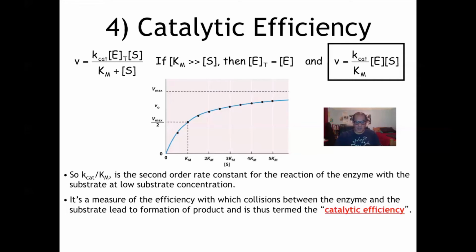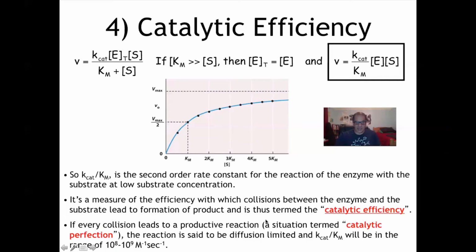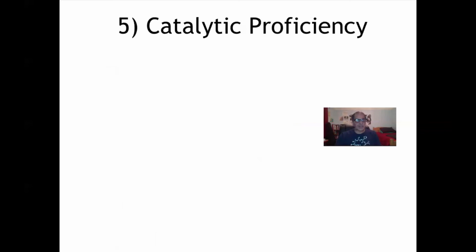Another way of expressing that is to say that that enzyme is diffusion limited. That's because every time, as I said, the enzyme and the substrate collide, a reaction occurs. And so if an enzyme has achieved catalytic perfection, if it is diffusion limited, it turns out that Kcat over Km will be in the range of 10 to the 8th to 10 to the 9th molar to the -1 seconds to the -1. Okay, so that's catalytic efficiency.